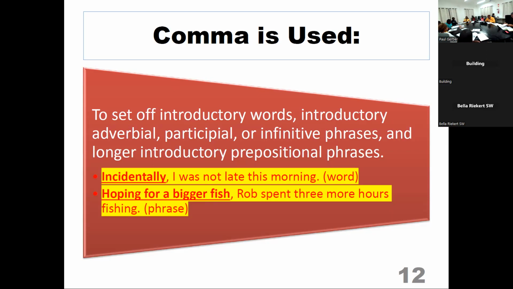And now there's a phrase. It says, "Hoping for a bigger fish, Rob spent three more hours fishing." You see the difference there, no? If you had no comma, it reads "hoping for a bigger fish Rob spent three more hours fishing." So the introductory phrase is "hoping for a bigger fish." Rob obviously spent more time fishing so he could catch that fish. Another way of using the comma. So the first one is an introductory word, and the second one is an introductory phrase. That starts off.